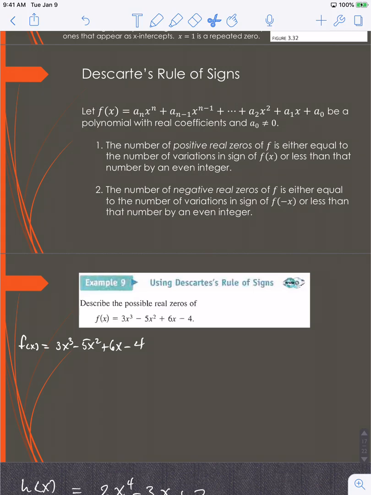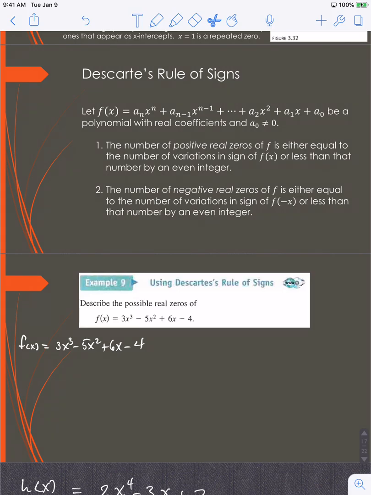So one such rule is developed by René Descartes and is therefore titled Descartes' Rule of Signs. It says if f is a polynomial of nth degree with real coefficients and a sub 0 is a non-zero constant, then we can look at a polynomial and say, one, the number of positive real zeros of f is either equal to the number of variations in sign of f or less than that number by an even integer. And we'll explain that in a little bit.